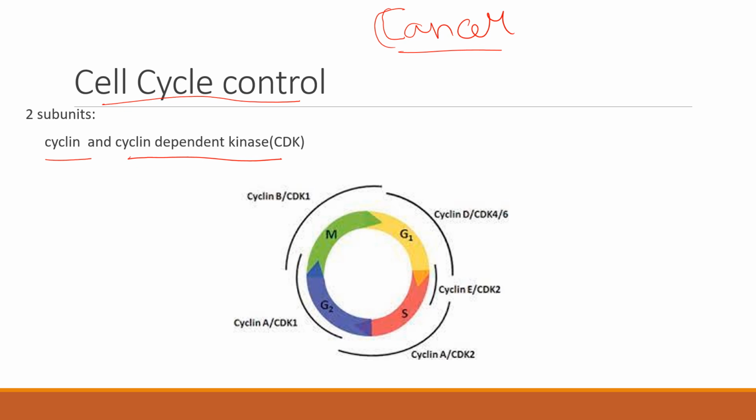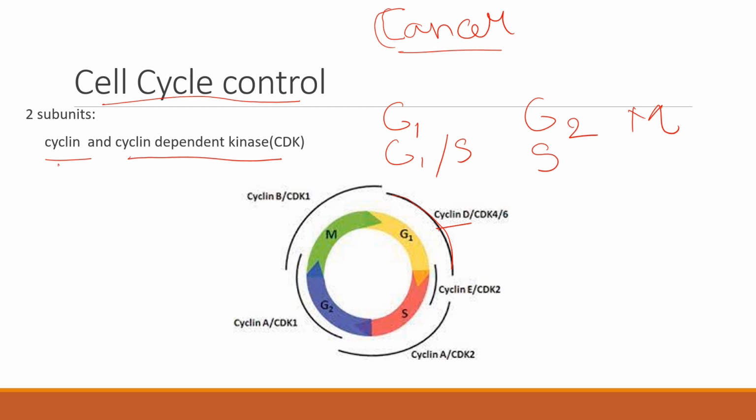Now, for every phase of the cell cycle there are different cyclins, right? For G1 phase there is a cyclin, for G1/S phase there is a cyclin, for G2 phase there is a cyclin, for S phase there is a cyclin, and for the M phase also there is a cyclin. In this figure we can see that for G1 phase the cyclin is cyclin D, and the cyclin dependent kinase is CDK 4 and 6.